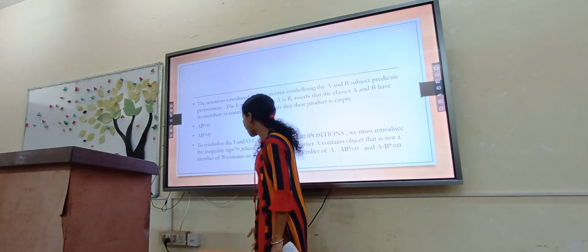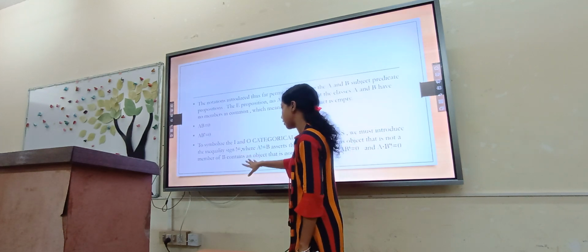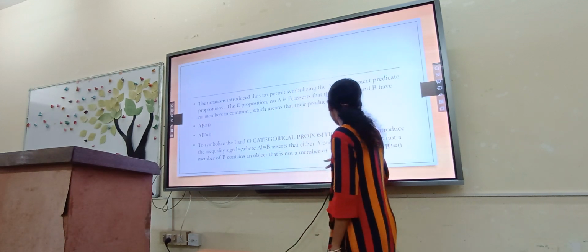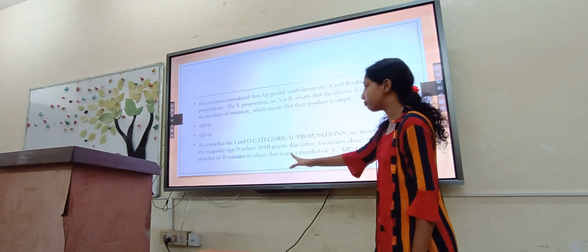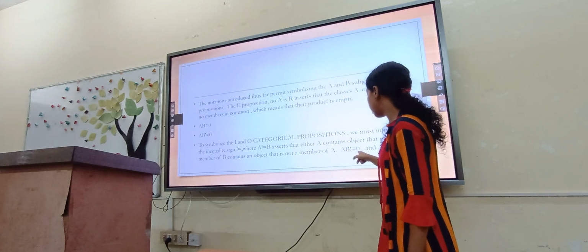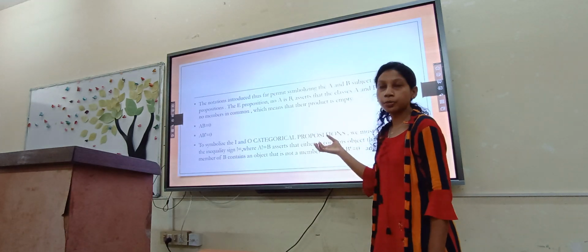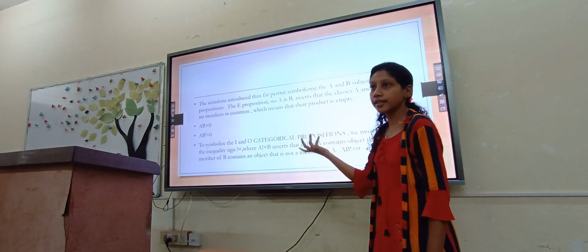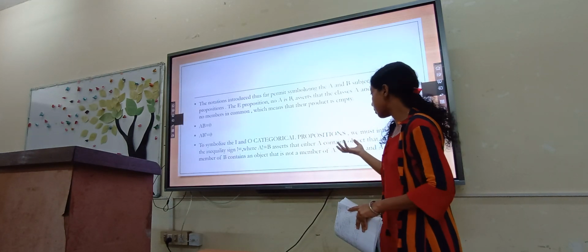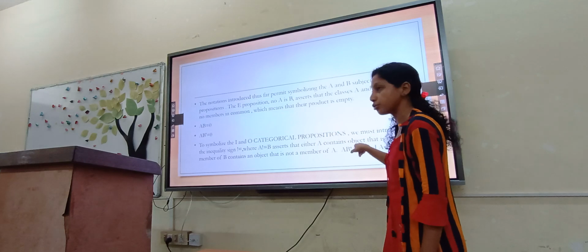Next, symbolizing the I and O categorical propositions. We must introduce the inequality sign, where A not equal to B asserts that either A contains an object that is not a member of B or B contains an object that is not a member of A. AB not equal to 0 is the I proposition, because in the I proposition we have, for example, some cats are animals. So the result cannot be 0. That is not equal to 0.